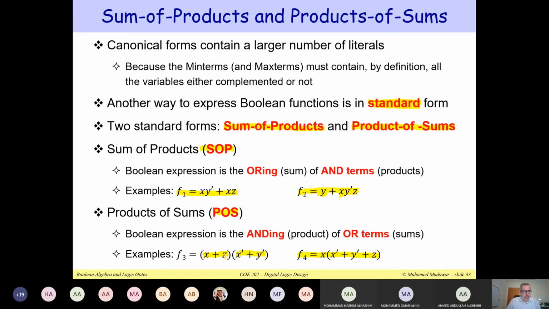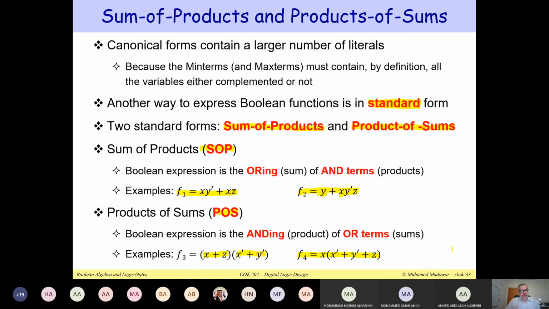For example, here I have x or z. There is no y. Here I have x prime or y prime. There is no z. So these are not really max terms. These are just OR terms. So we call it product of sums because each term is an OR term, and basically my function is expressed as a product. Product means we are ANDing these OR terms.